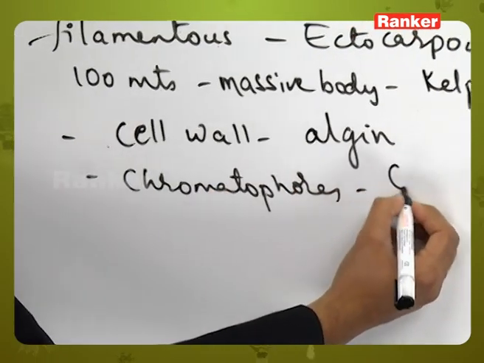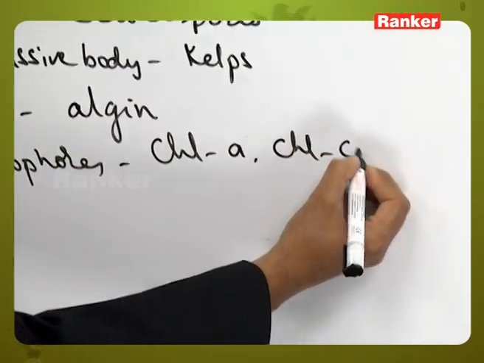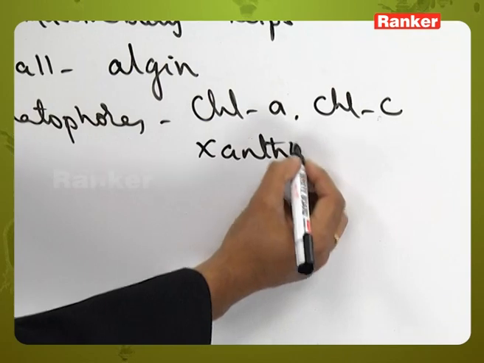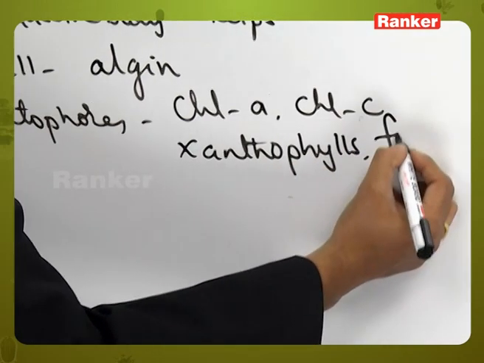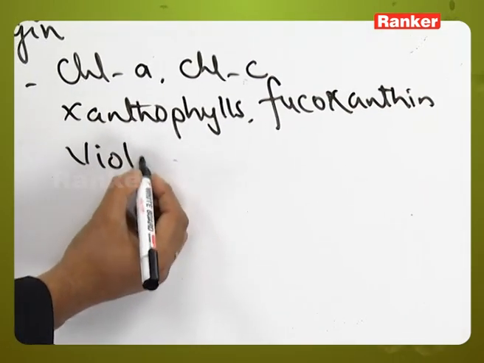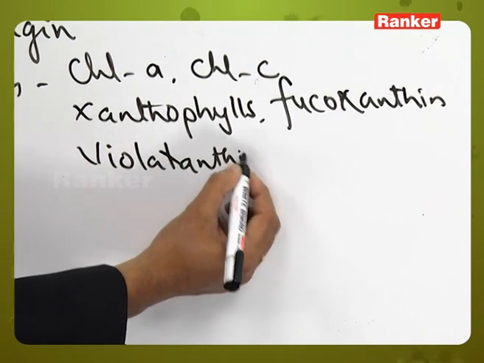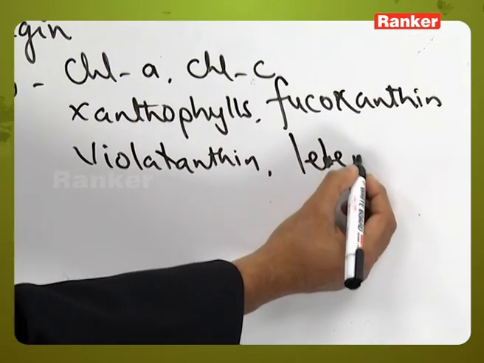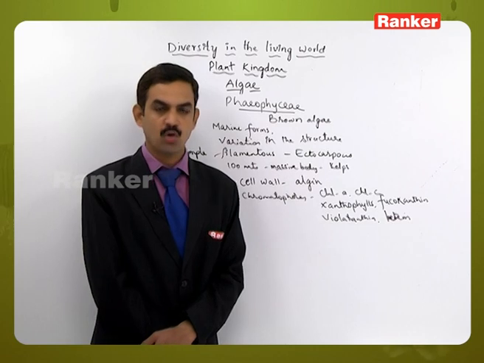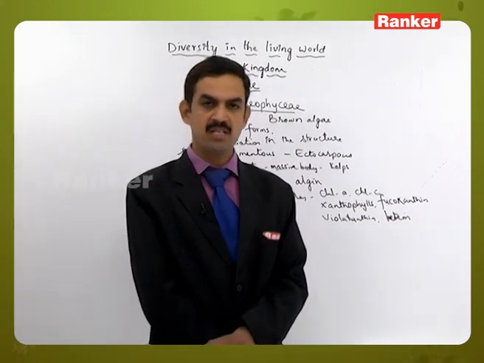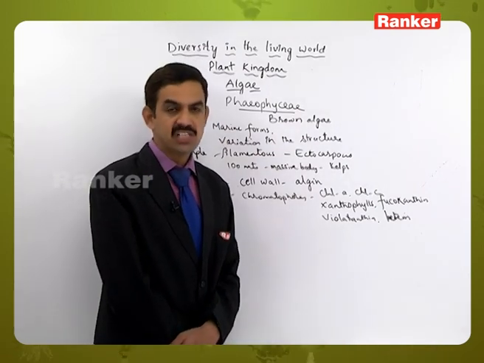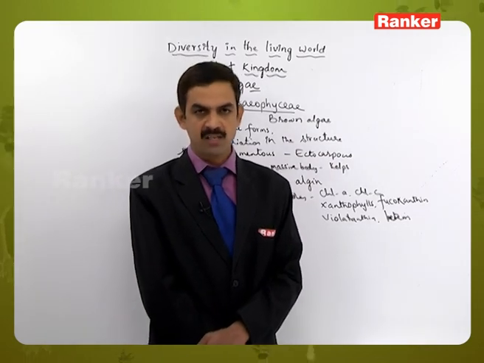These chromatophores contain chlorophyll A and chlorophyll C. Apart from this, they have xanthophylls and fucoxanthin, violaxanthin and lutein. These are different types of pigments present in the chromatophores, which are concerned with the photosynthetic process. Then the brown color is mainly because of the fucoxanthin, which is present in the cells of Phaeophyceae members.